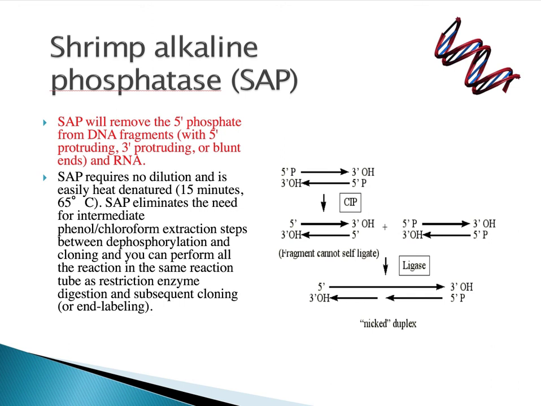Okay, so why is it important? Think about it when you try to put something in a vector, a piece of foreign insert. You don't want the vector to close on you. So if you use phosphatase and remove the 5' phosphate, the vector cannot ligate itself back, and you have much less background.